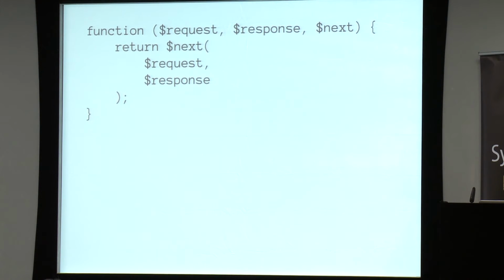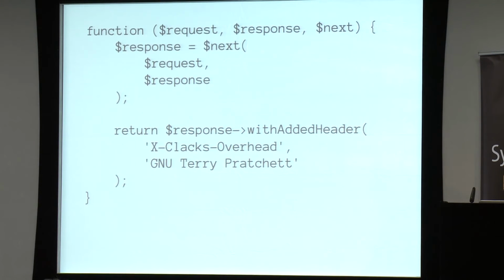If we wanted to actually do something useful with this, and I use the term useful loosely, we could say, for every response that we get back, we're going to add a header to that response and then pass that response back. This is an example of the immutable design, where we're not actually changing the response. We're creating a copy of the response with a new header.